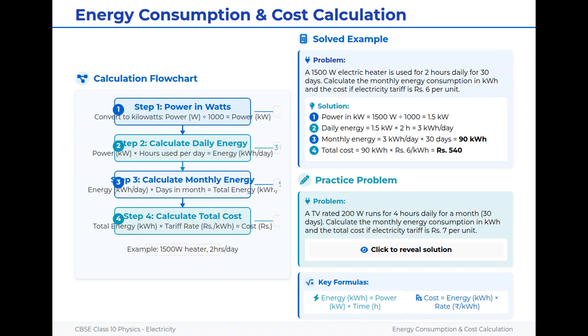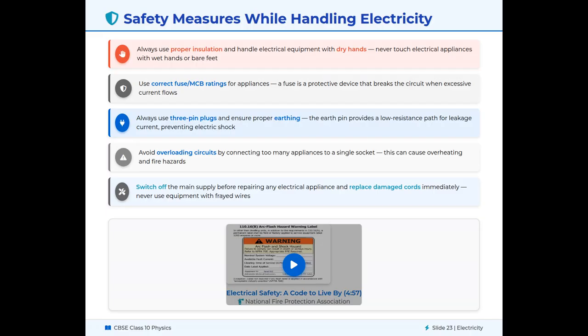Calculating the cost of energy is a very practical and useful life skill. The process is logical and simple. First, convert the power from watts to kilowatts. You divide by 1000. Next, multiply this power in kilowatts by the number of hours the appliance is used. That gives you the total energy in kilowatt hours. Finally, you just multiply that kWh value by the tariff rate, the cost per kilowatt hour, to get the final cost.